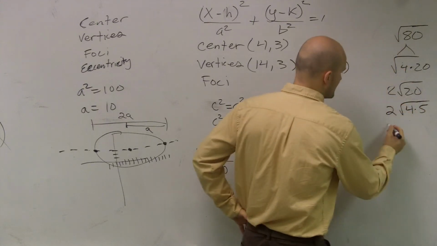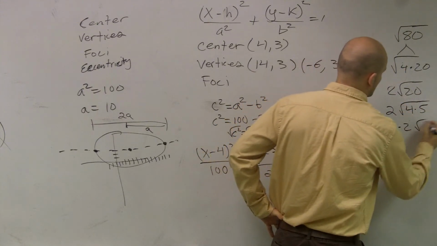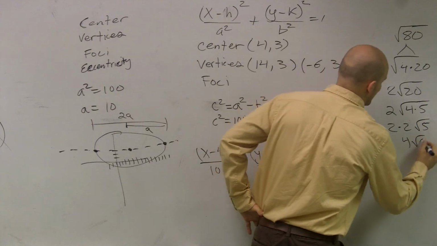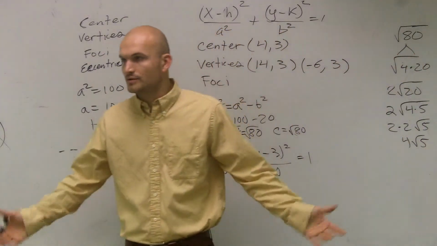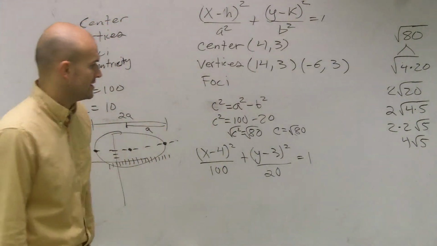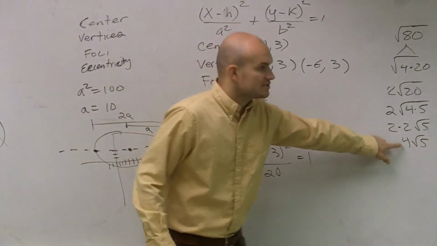Then we could do the same thing here: 2 times 2 is 4, radical 5. We could have also figured out that 16 times 5 gives you 80. So now we've determined that's our c.